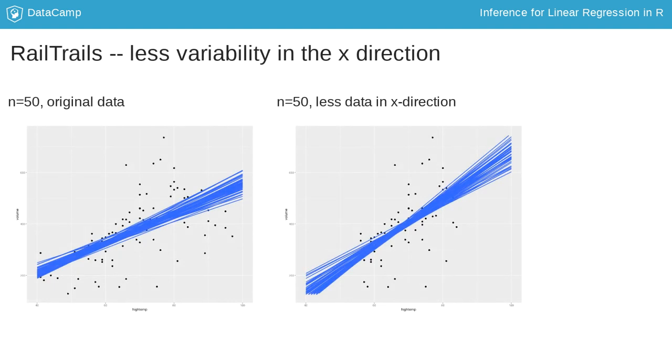Now the data have been modified to have fewer observations in the extreme range of the x variable, high temperature. That is, there are no days in the low 50s or high 80s. The effect of a more narrow dataset is to cause the variability in the regression lines to increase. Somewhat counterintuitively, the variability in the slope increases as the variability in the high temperature decreases. This is because the extreme values of high temperature no longer act as an anchor for the model.